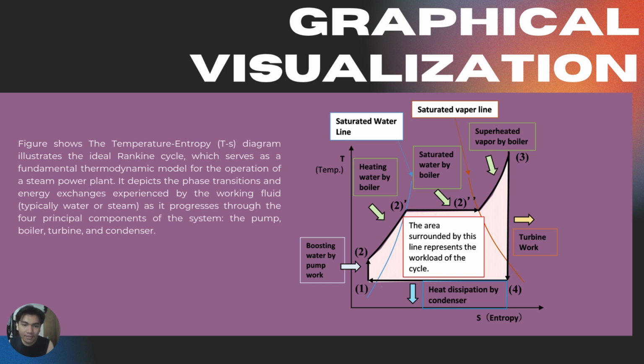So the area surrounded by this line represents the work done by the cycle. Each one of these has work to do. This blue line indicates the saturated water line. This yellow line is the saturated vapor line. This is the general graph of the temperature versus entropy diagram.